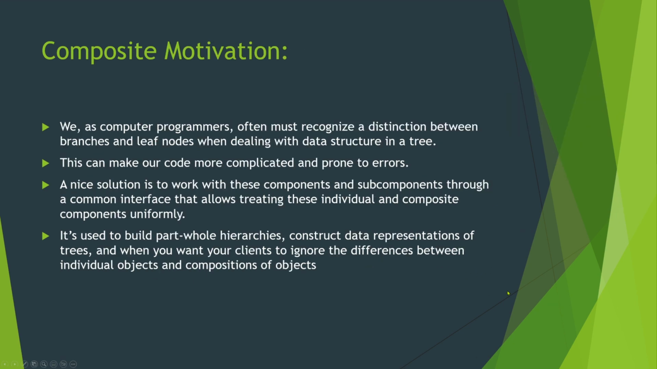Composite motivation. We as computer programmers often must recognize a distinction between branches and leaf nodes when dealing with data structure in a tree. This can make our code more complicated and prone to errors. A nice solution is to work with these components and subcomponents through a common interface that allows treating these individual and composite components uniformly. It's used to build part-whole hierarchies, construct data representations of trees, and when you want your clients to ignore the differences between individual objects and compositions of objects.